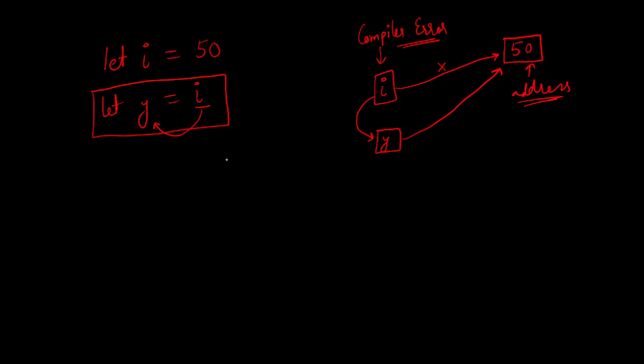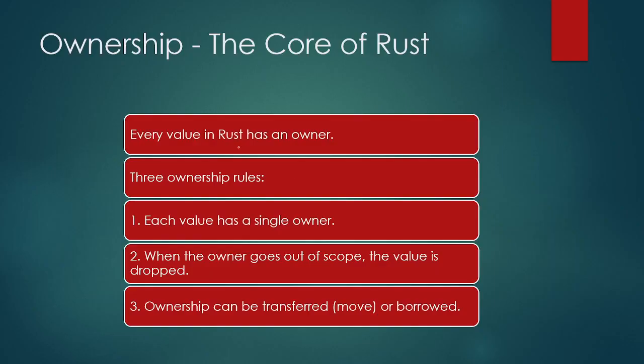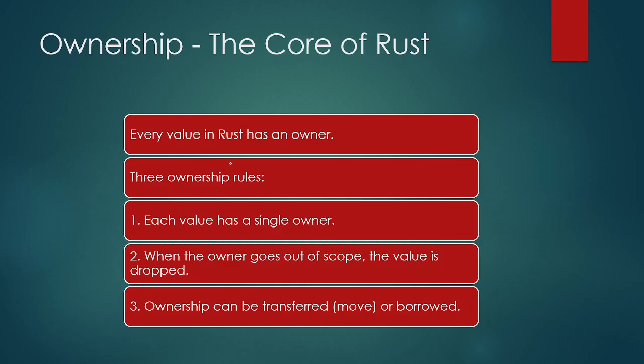Sorry, my bad, this is not called borrowing, this is called the ownership rule. So the first thing is that each value has a single owner. Whatever value we declare, it always has a single owner. There should not be multiple owners of it.